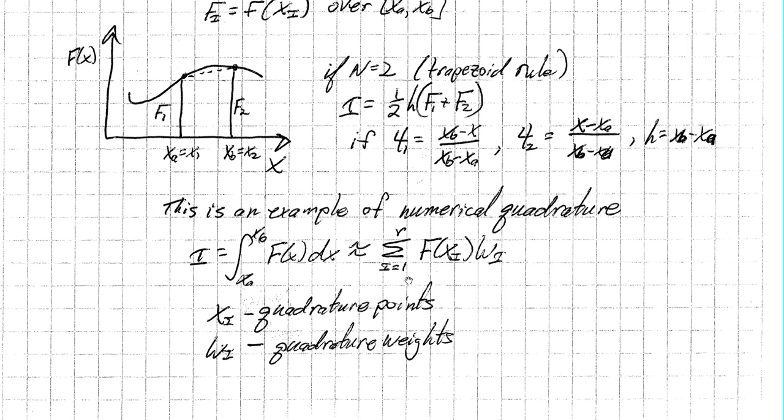So this is essentially an example of numerical quadrature. This true integral is being approximated by the evaluation of the function at discrete points times a weight we're calling w_i. So here are your quadrature points, and these are your quadrature weights. You'll hear me talk a lot about numerical quadrature. What I mean is we're doing this numerical integration.